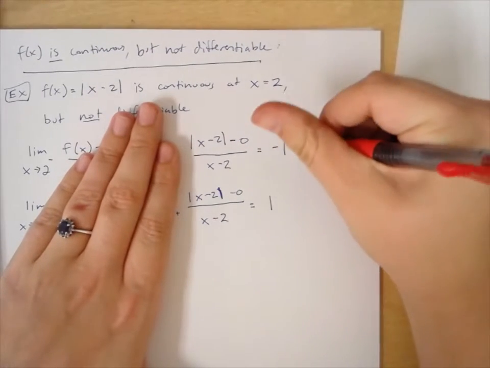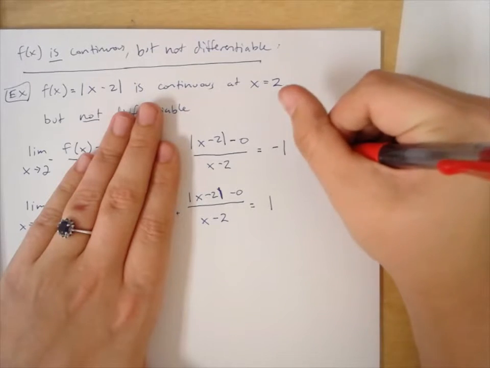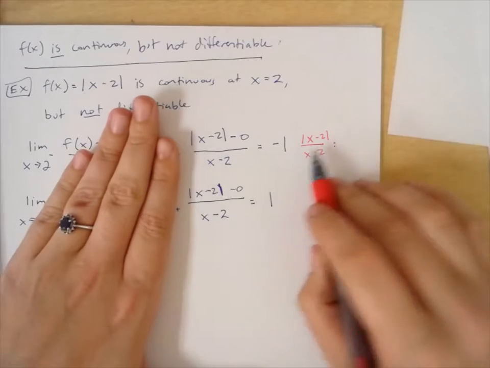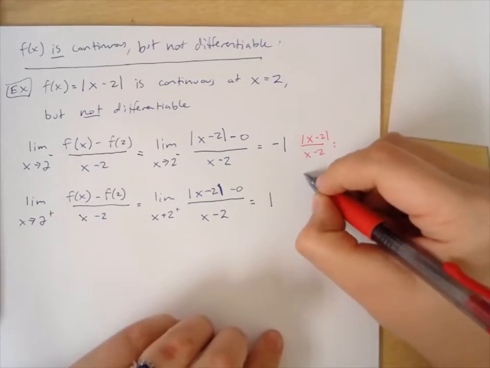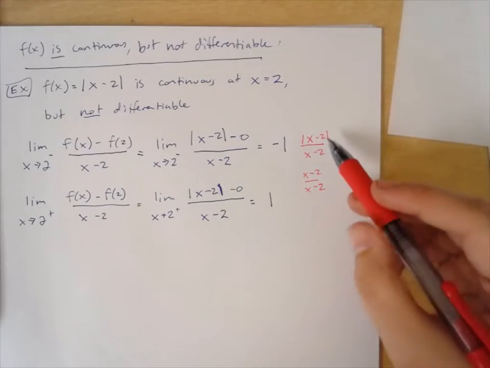If we have the absolute value of x minus 2 over x minus 2, what we actually have are two cases, right? That's how absolute values work. We have the original, right? If we just write x minus 2 over x minus 2, we definitely would have that.